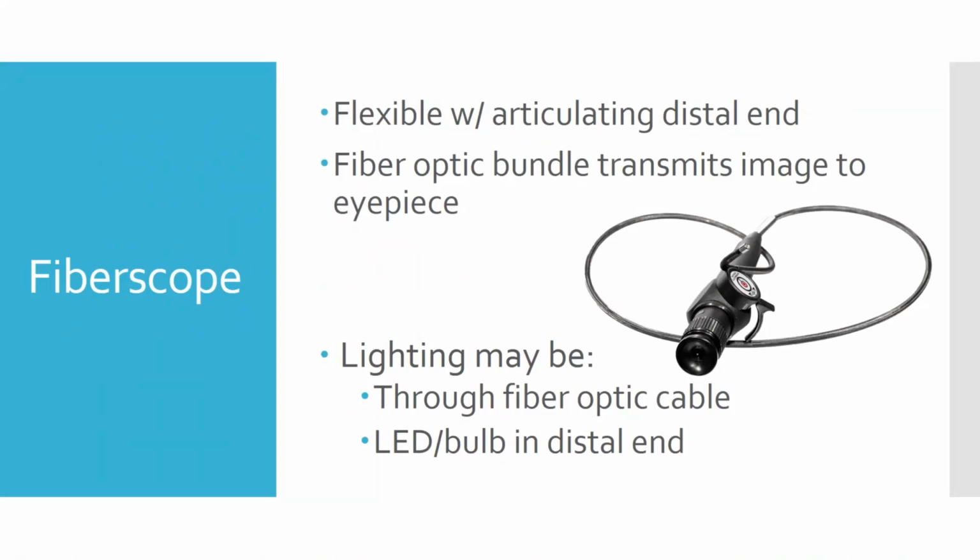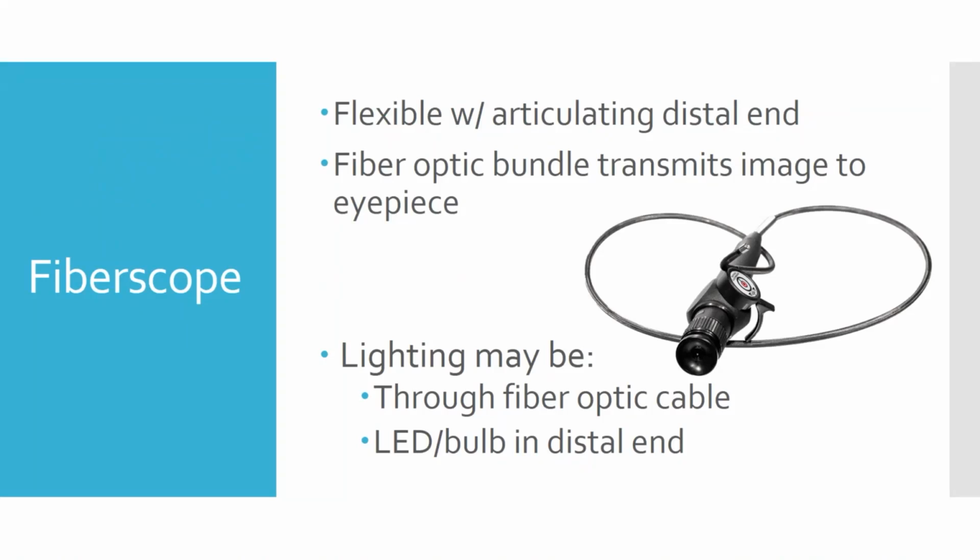And again, just like our borescopes, we also need the ability to transmit light. The most common now is a second fiber optic bundle running through the flexible portion of the scope, with an external light source projecting light into the area we're looking at. Or again, they could use LEDs or a bulb in the very tip, what's called the distal end.